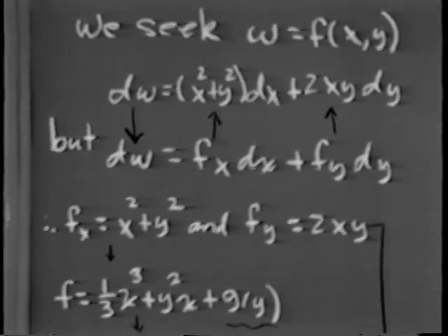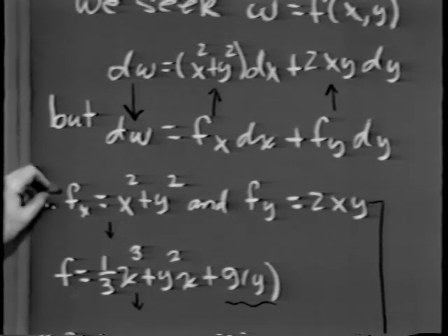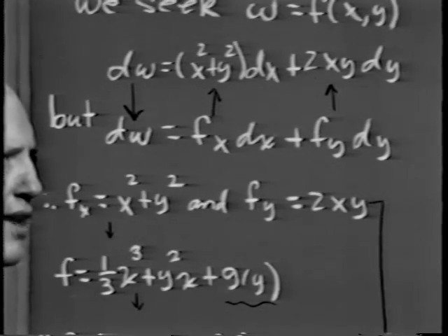Now, armed with this information, I can actually go out and construct f. And the way I do this is, remember, as soon as I see the partial of f with respect to x, it means I'm treating y as a constant.